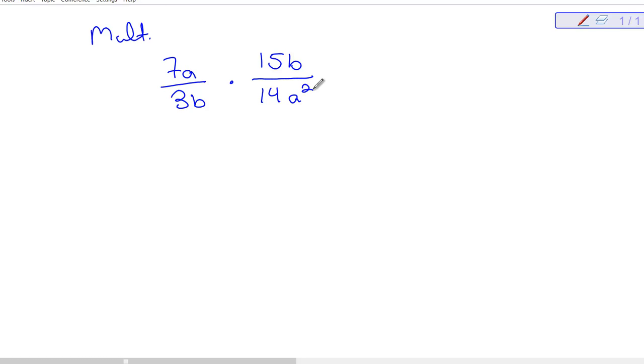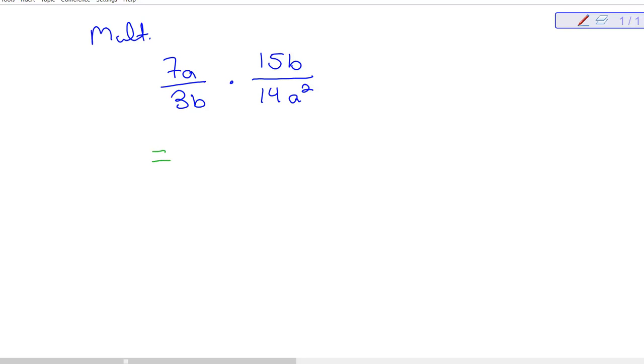So let's go ahead and look at some examples of this. I want to multiply 7a over 3b times 15b over 14a squared. Now since I'm multiplying, let's rewrite this in factored form. It may look like it's already in factored form, but let's write it out where we have all of the variables written out and all of the numbers factored down as possible.